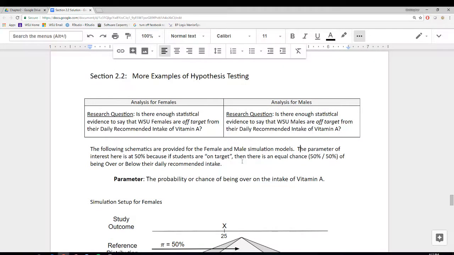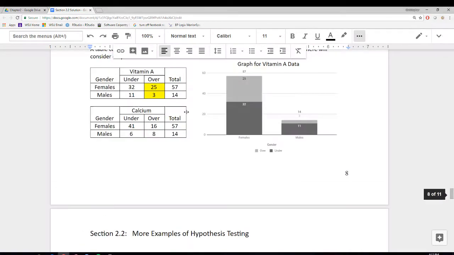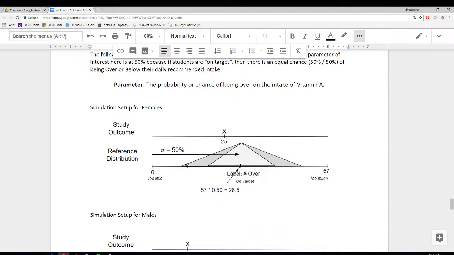I'm going to build the simulation models under a situation of them being on target, and I'm going to need to determine whether or not 25 is an outlier against that situation. Likewise, for the males, I'm going to need to determine whether or not 3 is an outlier. So again, the approach is to take the data that we have, set it aside for a moment, build a reference distribution for the situation that they're on target for the amount of vitamin A intake, and then bring that 25 and that 3 back onto the picture to determine whether or not they're outliers against that situation.